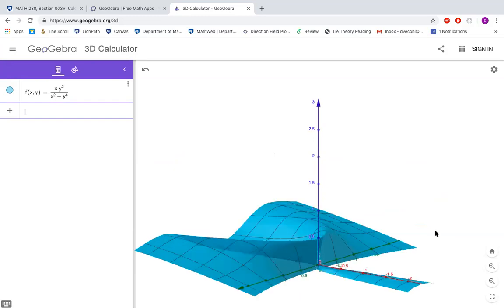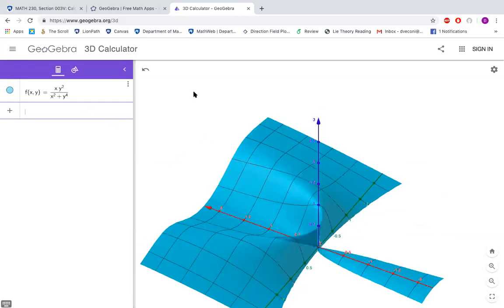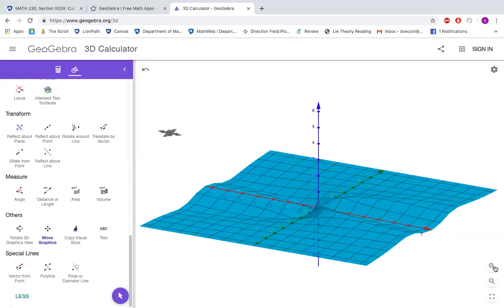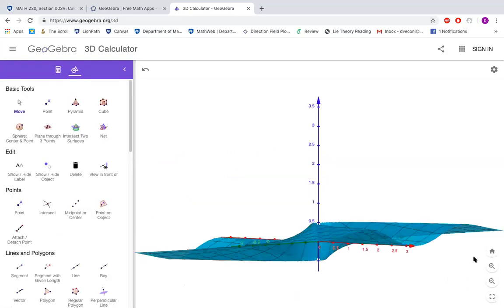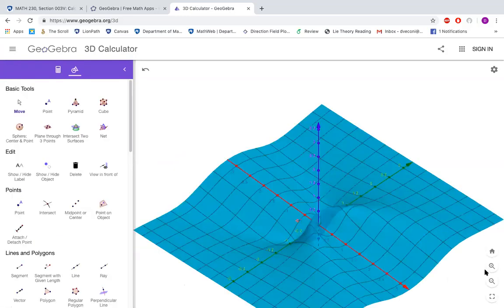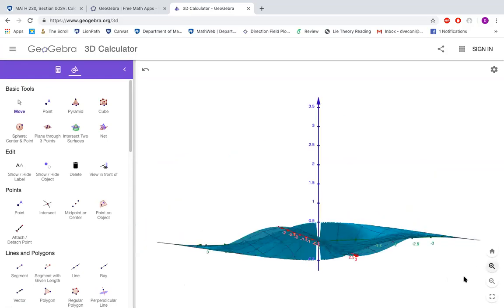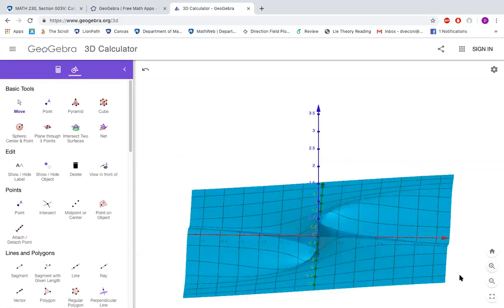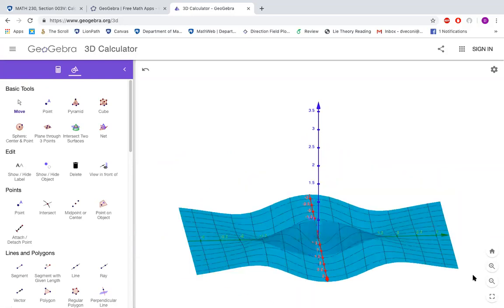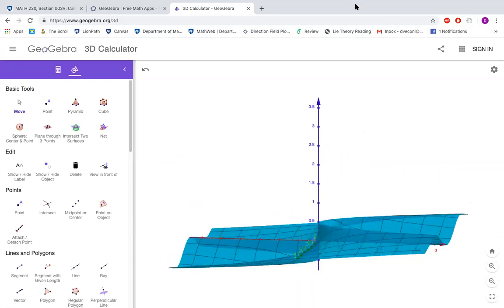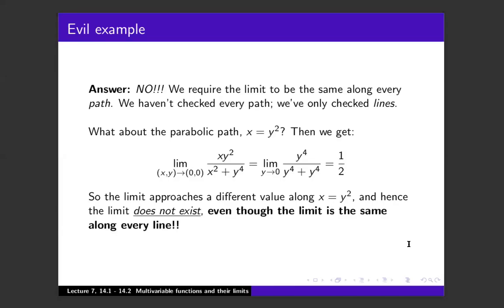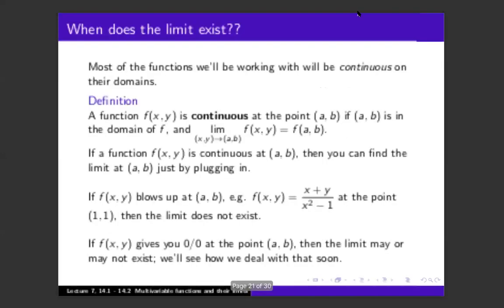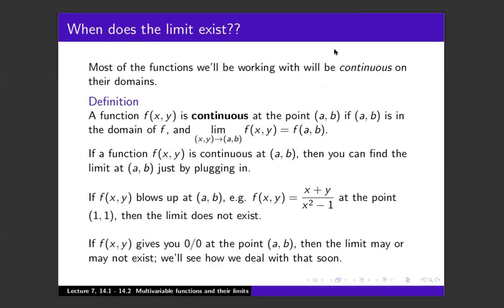Let me try it again. Point is, as you go along this ridge, actually either ridge, you can do it with the negative, and you get the negative side of that as well, you end up with 1/2. It's a weird function, but that is exactly the behavior we see. So the point here is that you can't just conclude that because it goes through every line and it's the same thing, that it's the same along every path. That's generally not true. So when the heck does this limit exist?